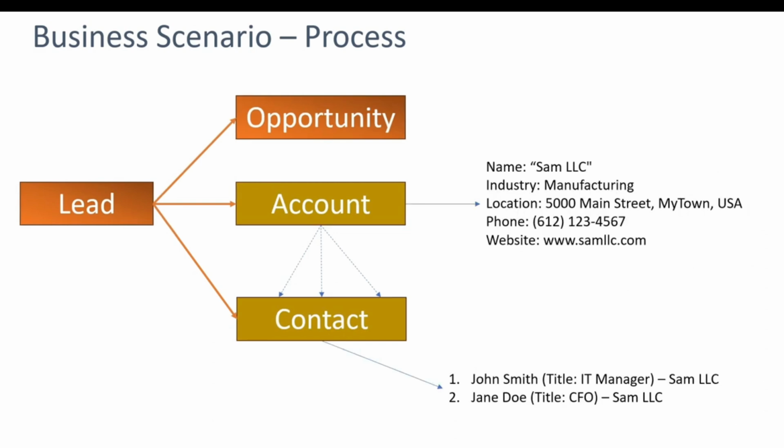Each account record contains detailed information about the company, including its name, address, industry, and contact information. Contacts are individuals within these companies with whom LTI Solutions interacts. That's the difference: an account is an organization or a company, and a contact is a person. In this example, we have John Smith, an IT manager at SAM LLC. Another contact is John Doe, a CFO. Each contact record includes personal details and their association with an account.